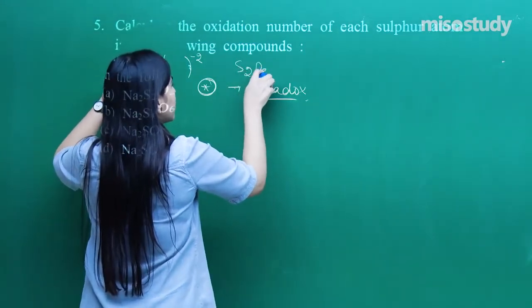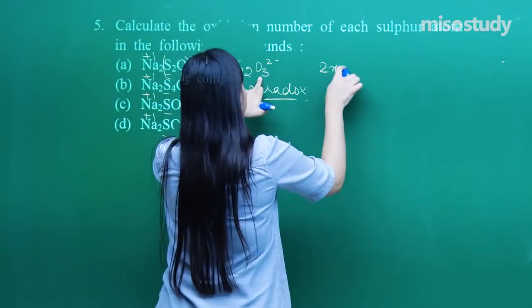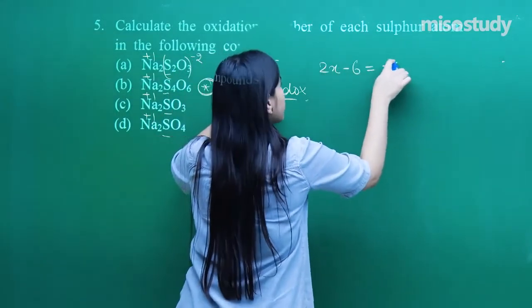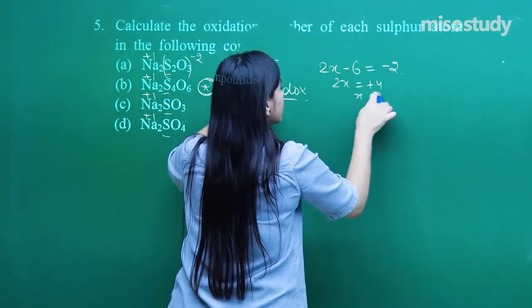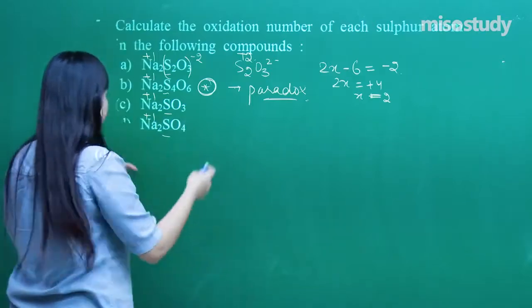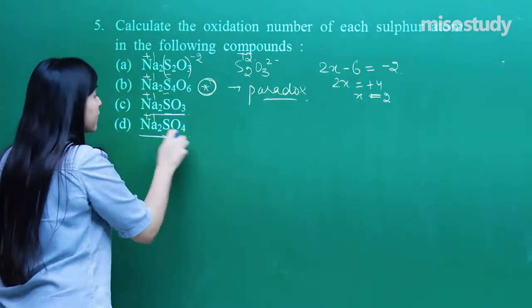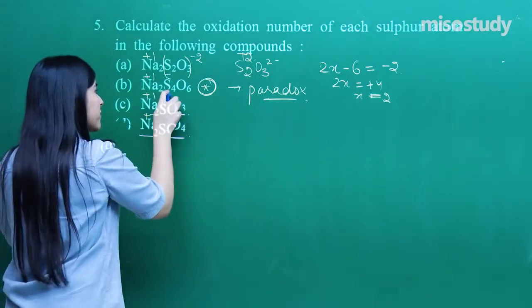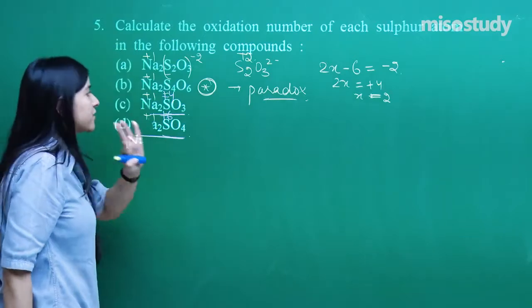S2O3, 2 negative, right? So it's 2x minus 6 equals -2. 2x equals 4, x equals 2. Sulfur has got +2 state here, right? In a similar manner I can find out over here. In a similar manner I can find out over here. So it is going to be +4 again, it is going to be +6 here, right? You can very well find out.